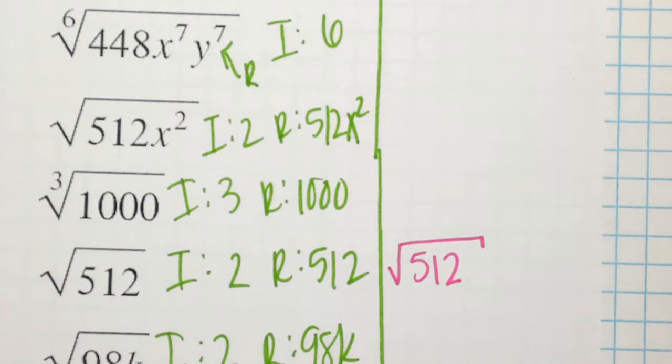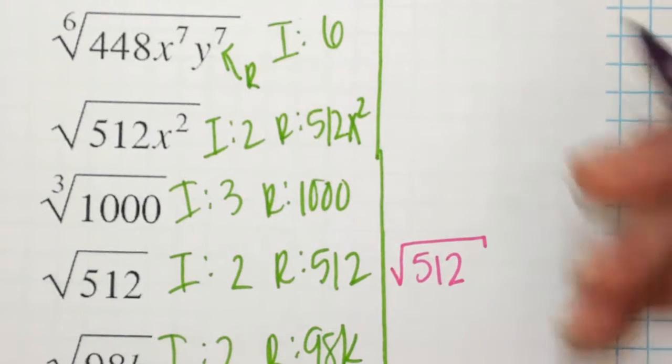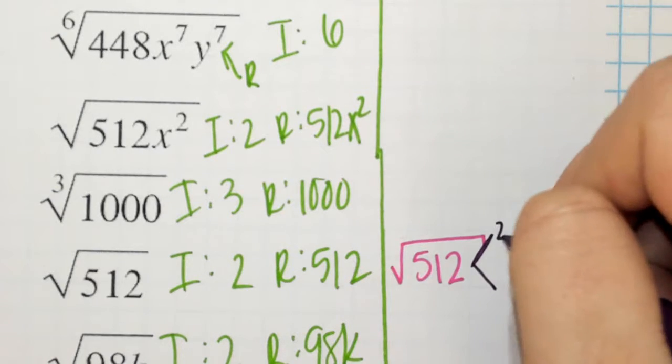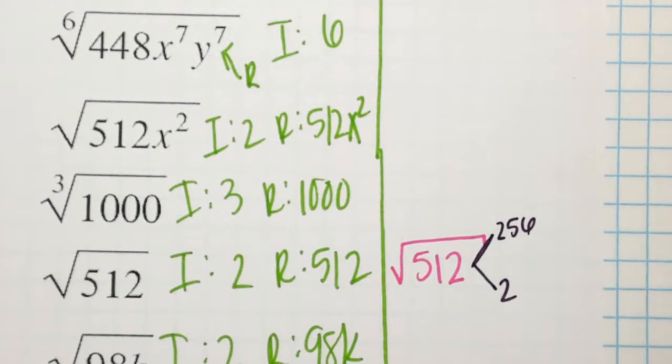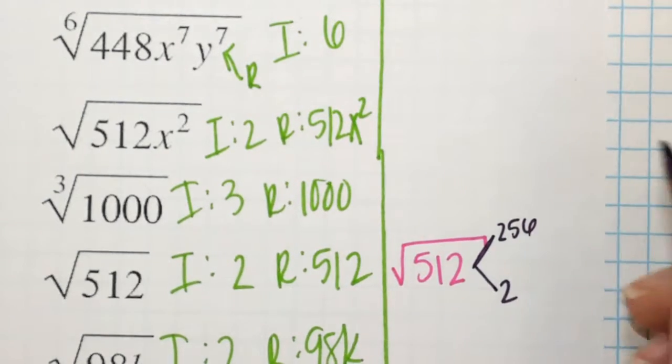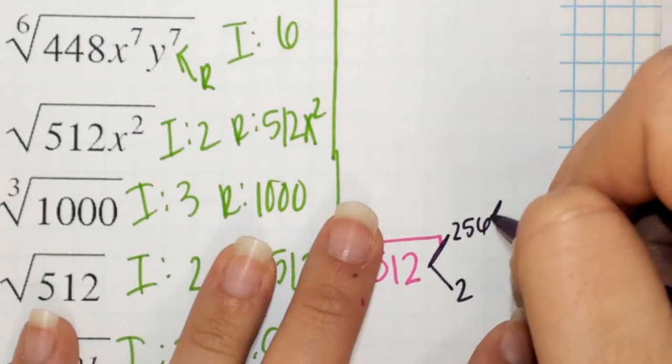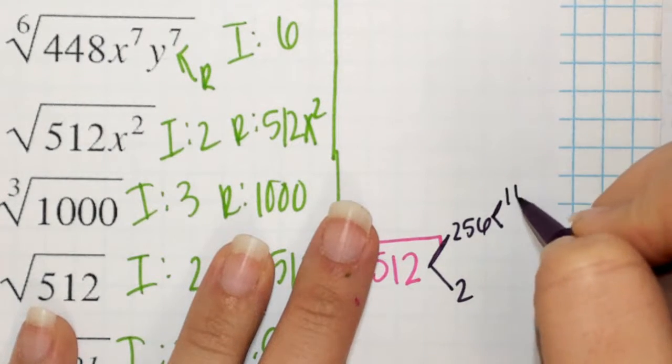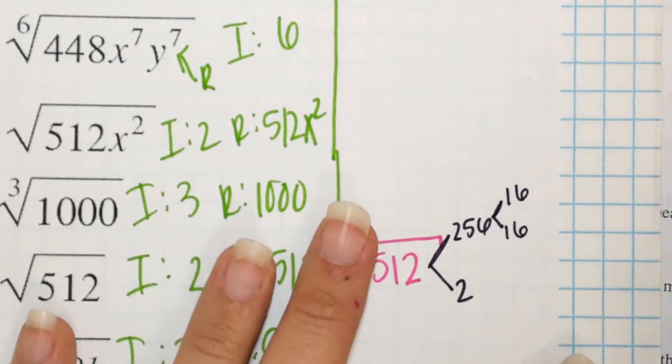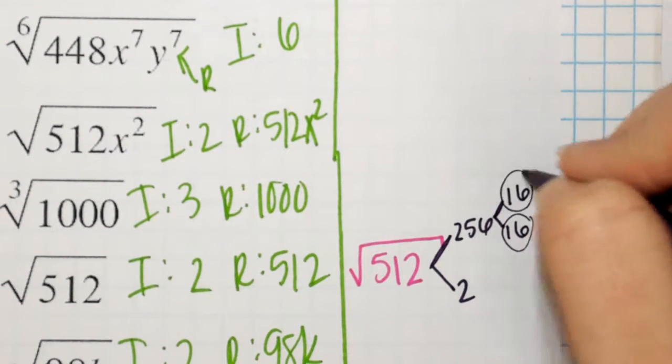256. Look at you killing it. Great job. Take a point. And what is 512 divided by 256? 2. Now, if we take the square root of 256, what does that give us? 16, and 16, correct? And we need 2 of the same number.